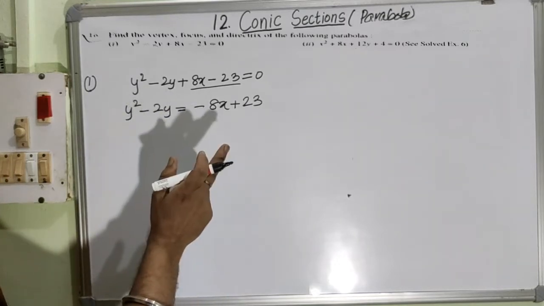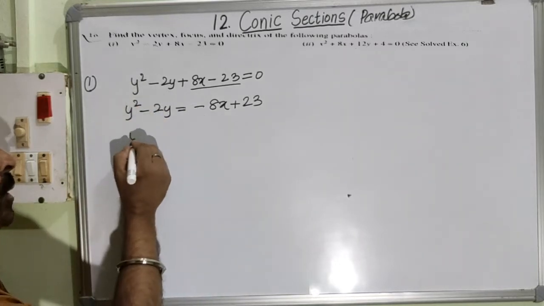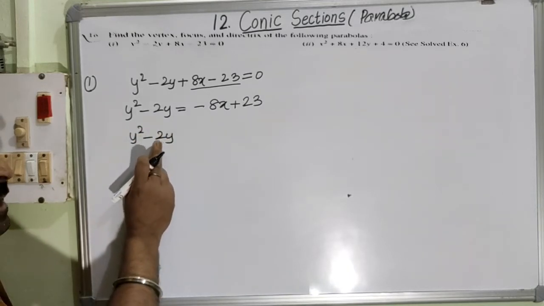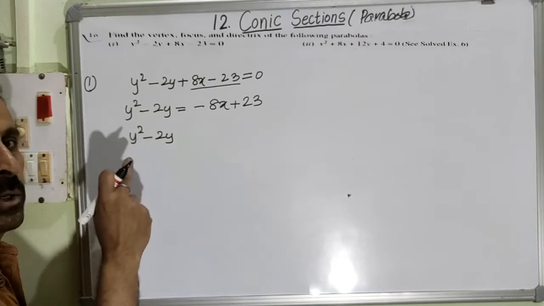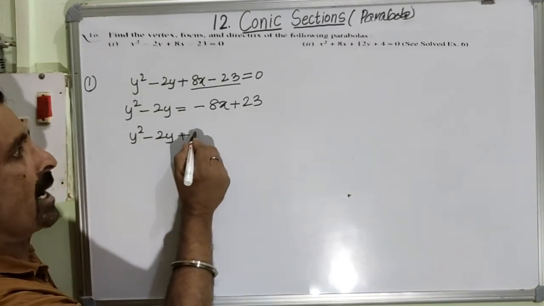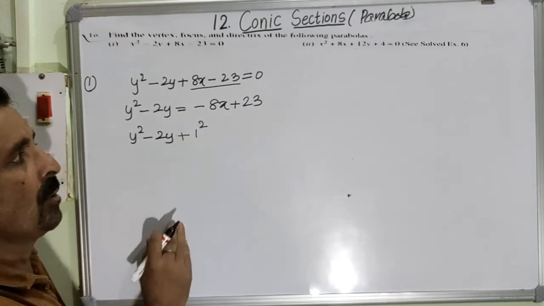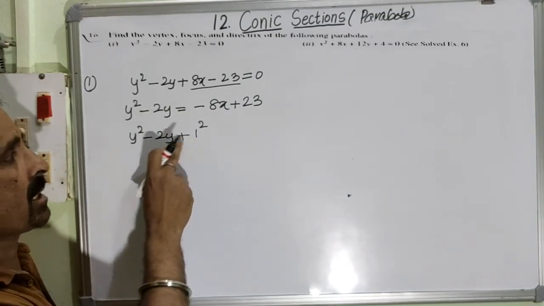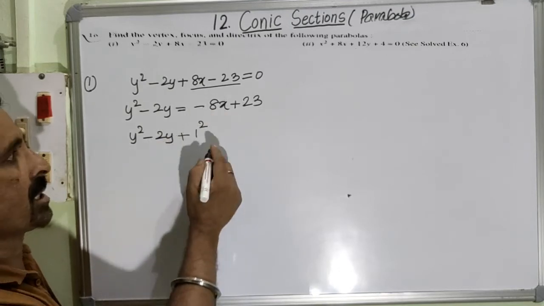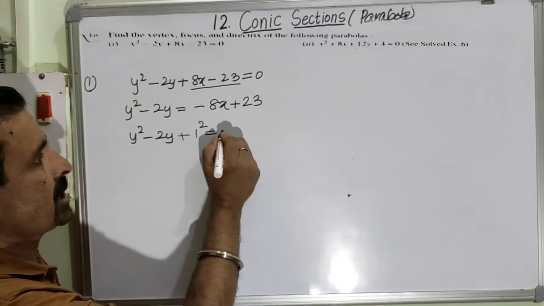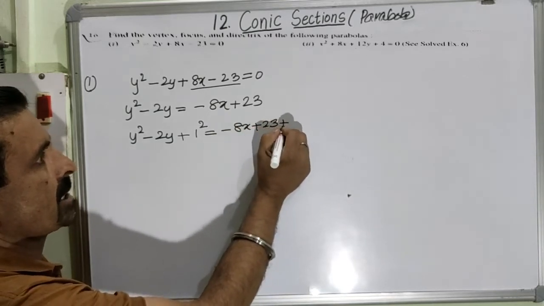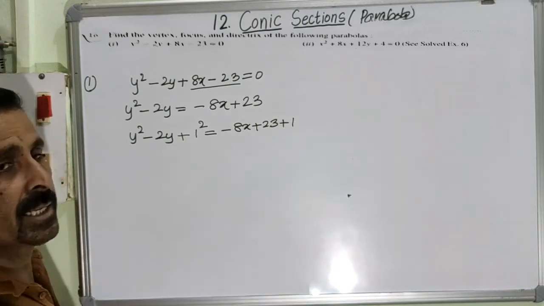Means y square minus 2y. This is your quotient. Now half of the coefficient of y is 1. This is 2 and half of this 2 is 1. So now we need to introduce the square of that half, the square of that 1. This one is the half of this 2. And then the square of that half will be introduced on both the sides. So left hand side we have introduced. Now right hand side also we need to introduce, as 23 plus 1 square, and this is 1 square, which we can write simply as 1.